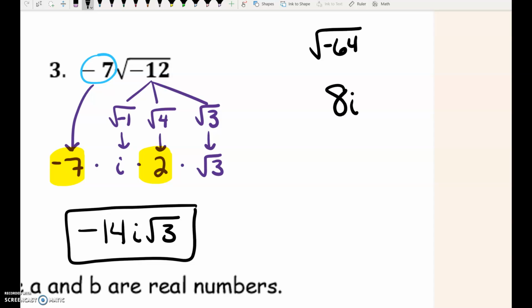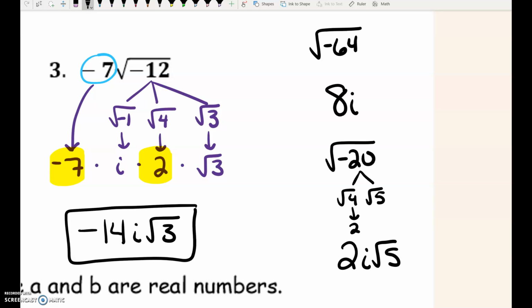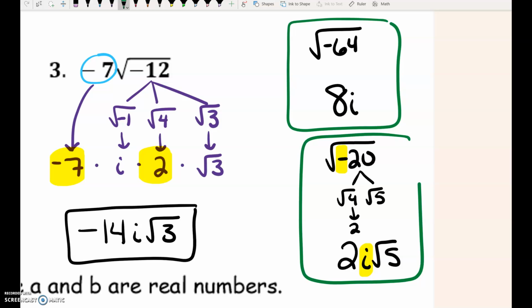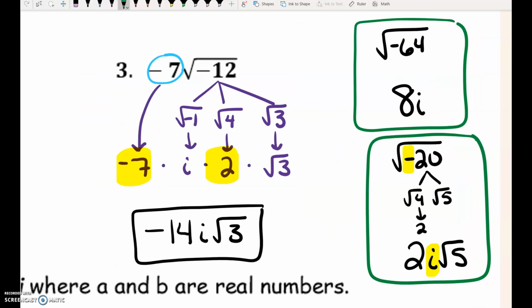Or you could say, let's do the square root of negative 20. I know there's an i in there. I'd split this up into the square root of 4 times the square root of 5. So it's 2i square root of 5. Because there's a negative in there, I know that there's going to be an i in the simplified answer. So as you get more familiar with these square roots of negative numbers, you're going to be more comfortable showing less work to get to that simplified answer.